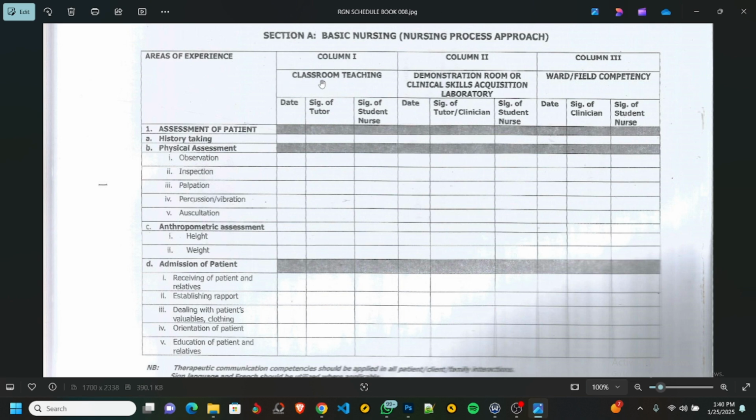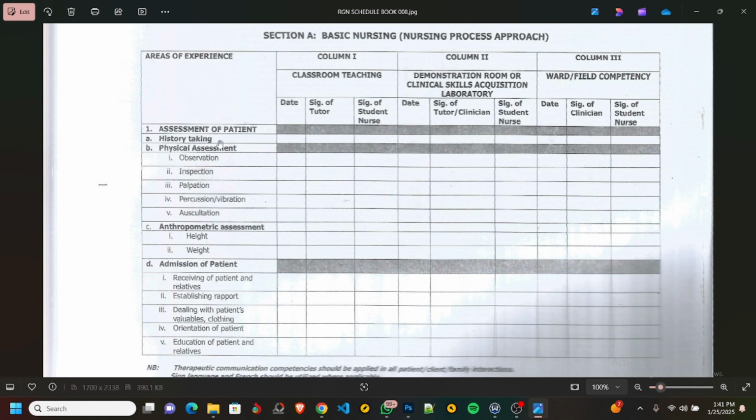Column 1 comprises the classroom teaching. That is what your various tutors will be taking you through. Within the period of basic nursing, whatever you have been taught, which is found in the first column here, are the areas for clinical experience. Each column has its corresponding date. You indicate the date as a student, then it will be given to the tutor to also sign as a tutor that has taken you through those particular areas. Then you as a student equally do the same thing.